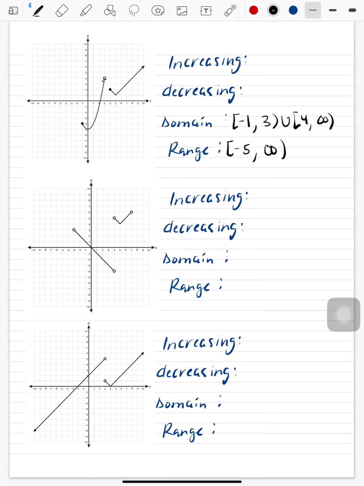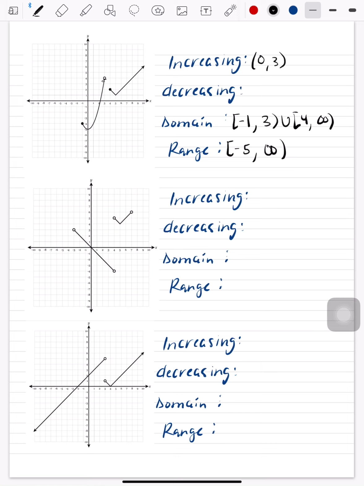For increasing and decreasing, now we're going to look at specific parts of the domain. So the question you're asking yourself: for what x values is my graph decreasing, and for what x values is my graph increasing? So let's start with increasing first. My graph begins to increase from this point here, down here. So from 0 on my x-axis all the way up to 3. So my graph increases from there. So that is my first part of the increasing, from 0 to 3.